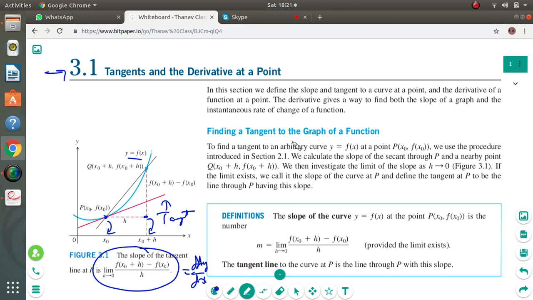So here we are now finding a tangent to the graph of the function here we have. So let's discuss this now.